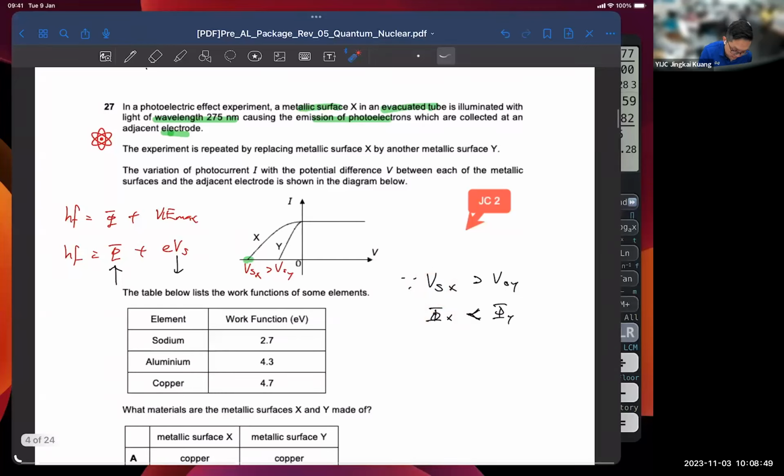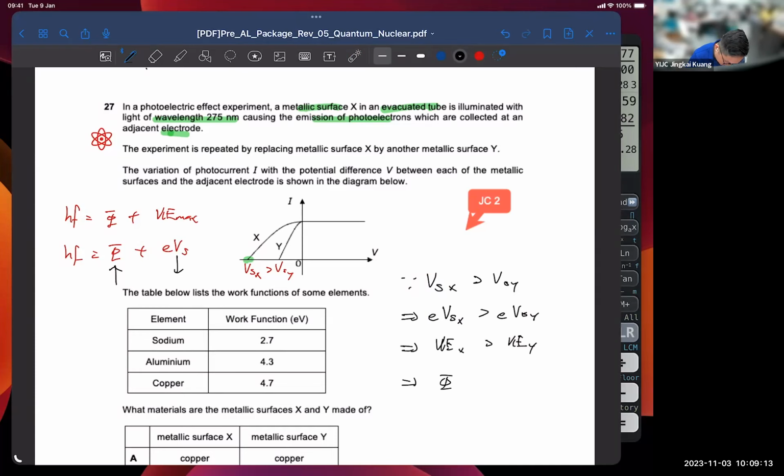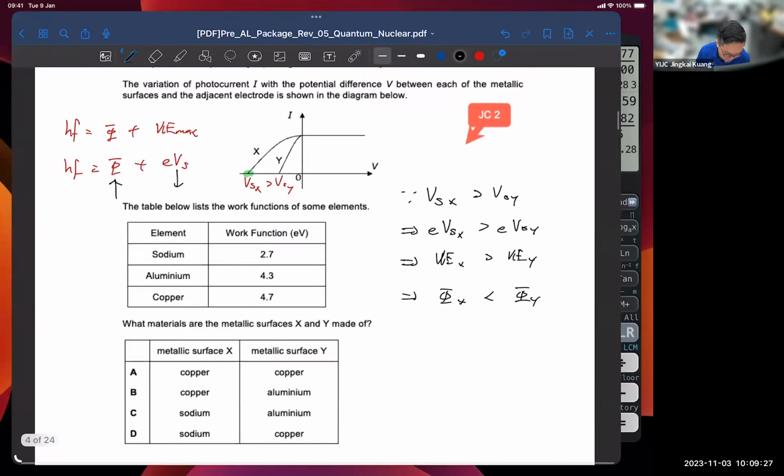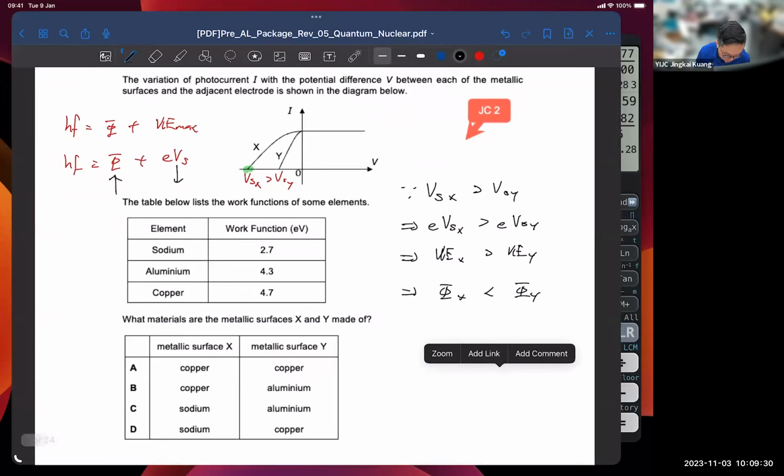Okay, I think I missed out one line here. So let me erase this. Because Vs of X is larger than Vs of Y, therefore eVs of X is larger than eVs of Y, which means KE max of X is larger than KE max of Y, which means work function of X is smaller than work function of Y. So I'm looking for a pair where the work function goes up.